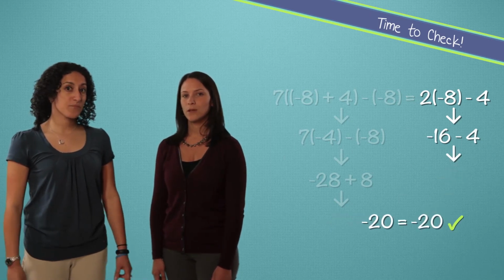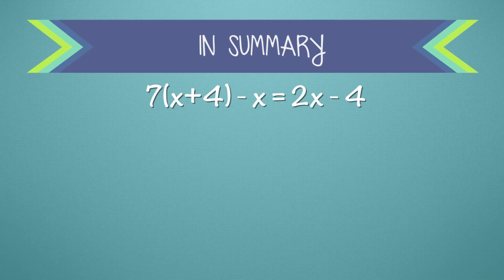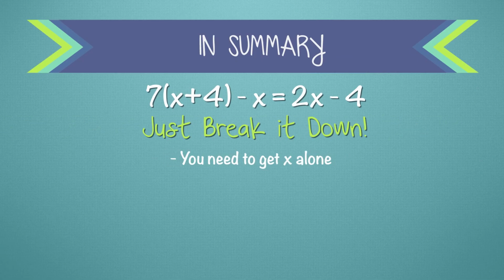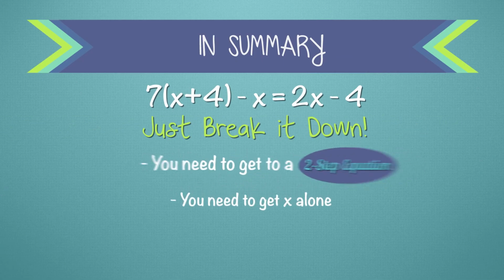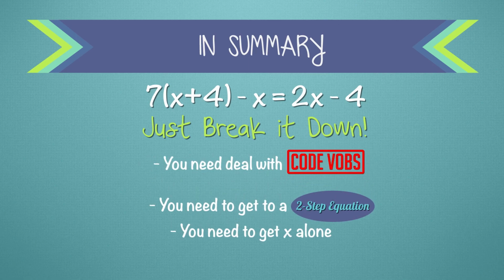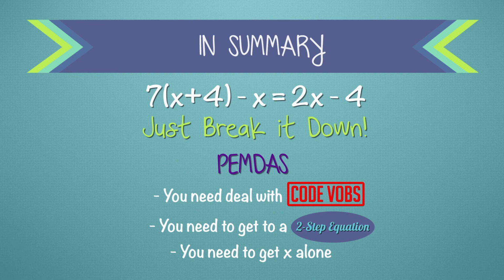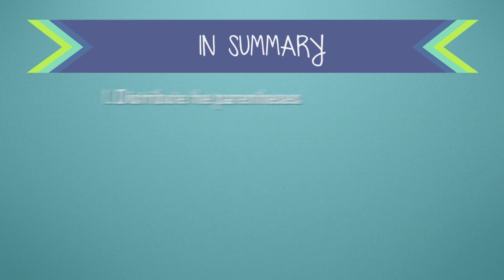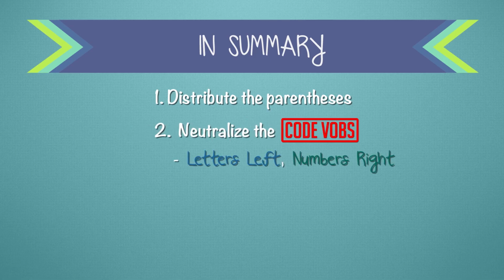That checks out. So when you see a complicated equation, just break it down. You want to get x alone, but first you'll need a two-step equation. And before that, you'll have to deal with code verbs. And before anything, you need to take care of these parentheses. Remember, distribute the parentheses first. Then, code verbs. Letters left, numbers right.